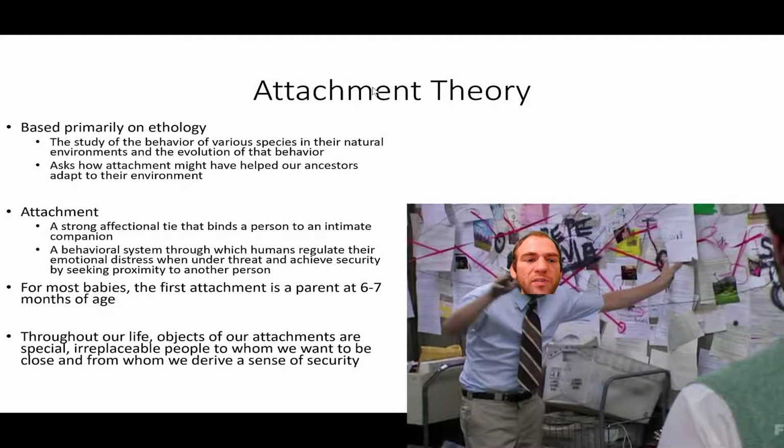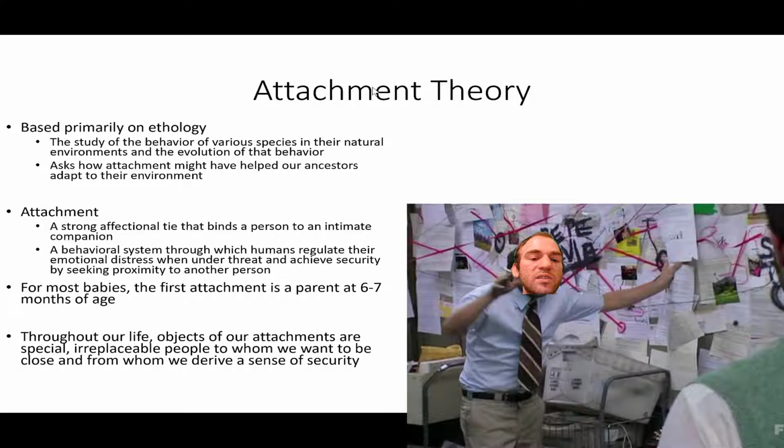Moving on to attachment theory. It's based primarily on ethology, the study of the behavior of various species in the natural environment and the evolution of that behavior. It asks how attachment might have helped our ancestors adapt to their environment. Attachment is a strong affectional tie that binds a person to an intimate companion, a behavioral system through which humans regulate their emotional distress when under threat and achieve security by seeking proximity to another person.